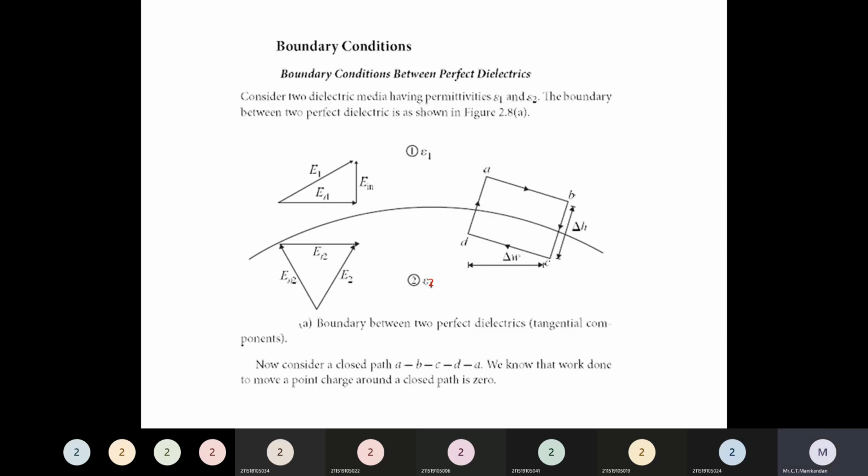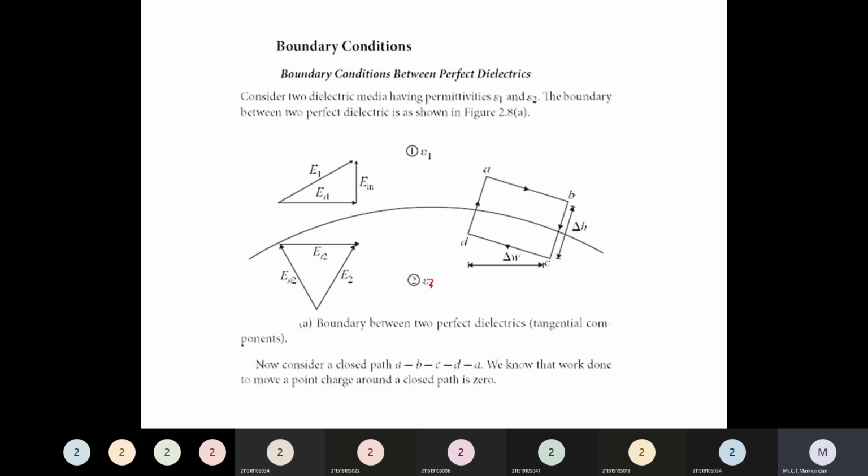Okay, I am once again repeating. I am placing two dielectrics one over the other. At the interface of two dielectrics, how will the electric field and flux density flow? That's what we are going to see now. We can resolve them into two components: one is the tangential component, and the other is the normal component.